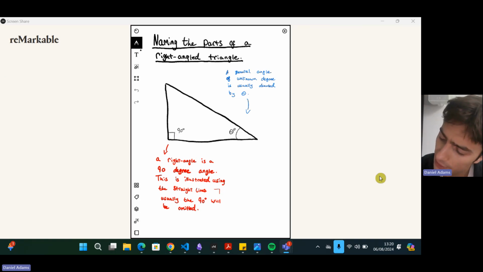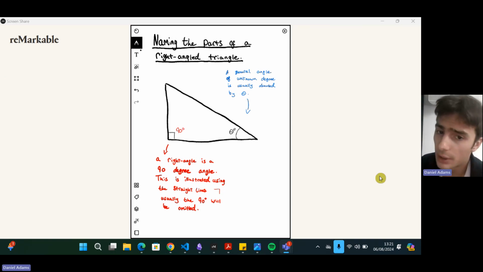Okay, and an angle of 90 degrees is usually depicted in a diagram like this, using these two lines which are perpendicular to each other. These two lines will usually denote a 90-degree angle, and this 90 will usually be omitted from a diagram. So when you see these two perpendicular lines, you should just know, okay, this is a 90-degree angle. I have a right-angled triangle.